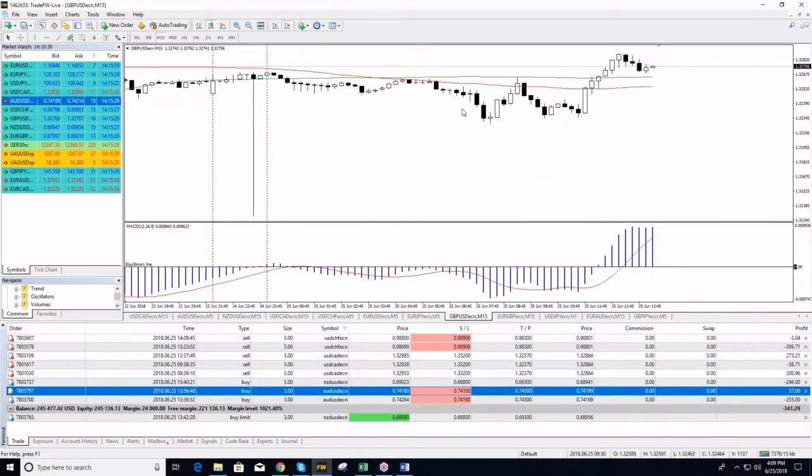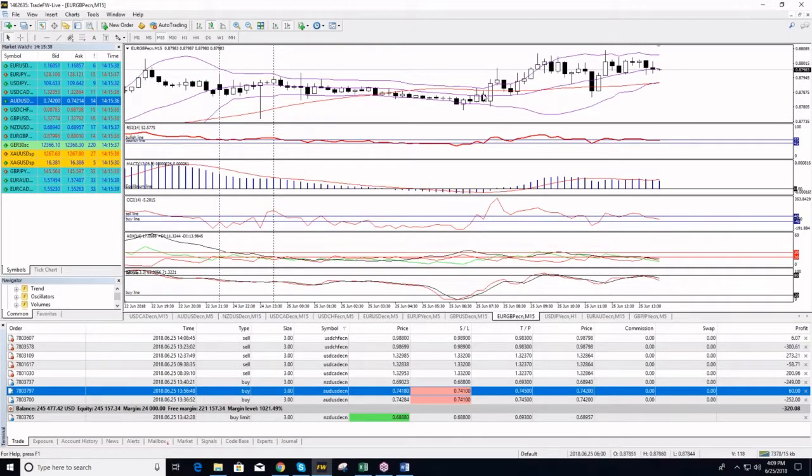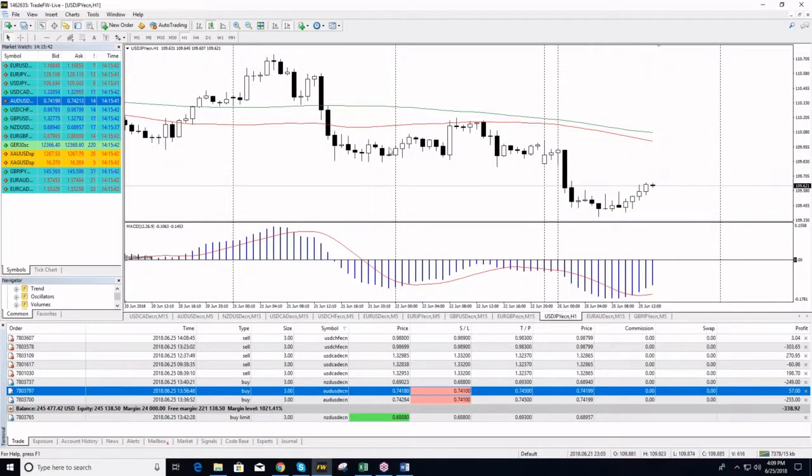Pound dollar is not attractive for me. It doesn't have any substantial movements. As you can see, it's more or less at the point where it had opened. Same for euro pound, very narrow trading ranges. We don't want that. Same for dollar yen, doesn't have a clear direction today.